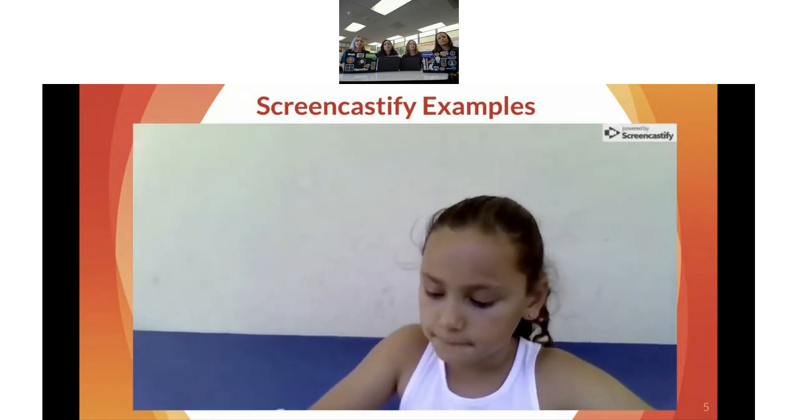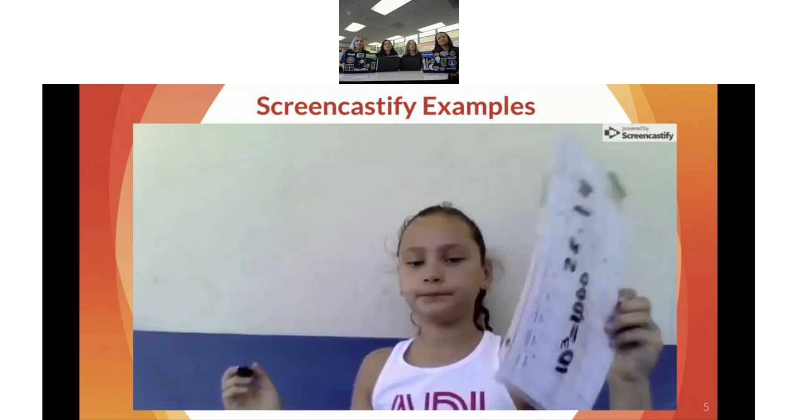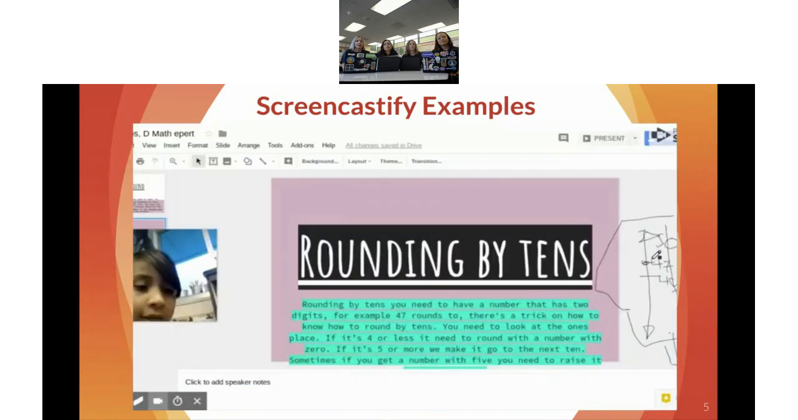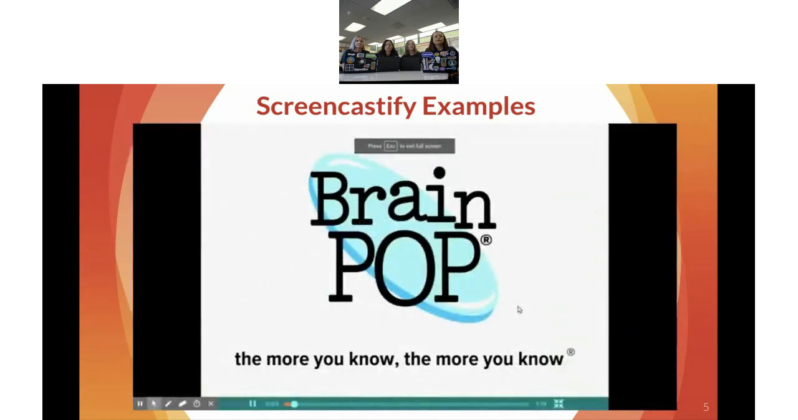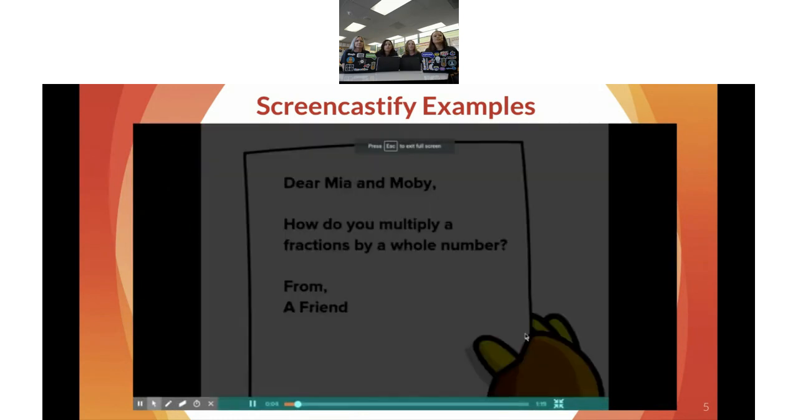Here, a student is multiplying by a power of 10 and explaining and teaching it. Here, a student is using their Google Slides that they put together on rounding by tens, and she's explaining how she knows 47 is rounded. And here's some more rounding. A student, again, with Google Drawings is showing midpoint and how a number would round up or stay the same.